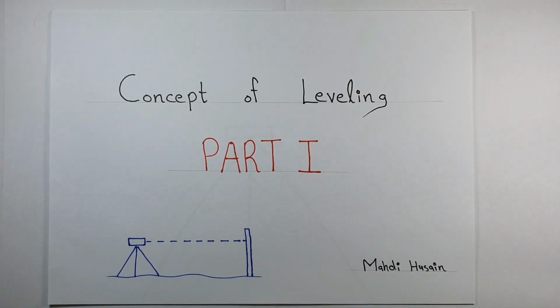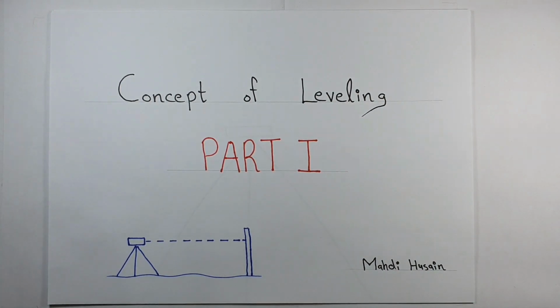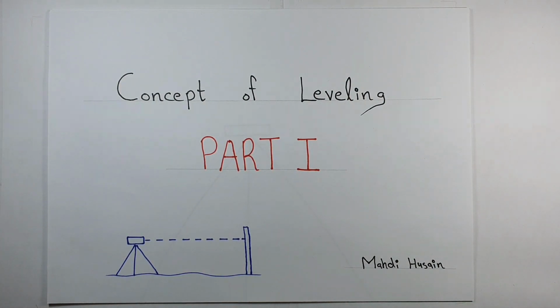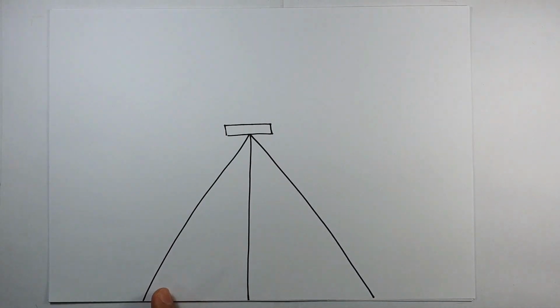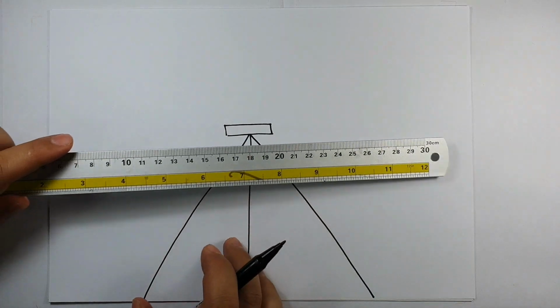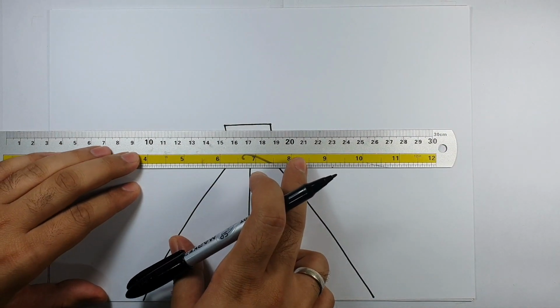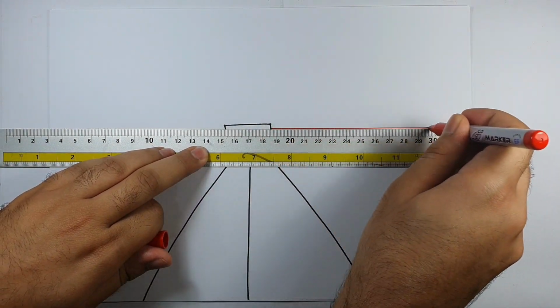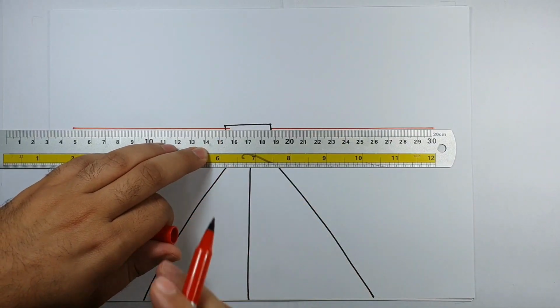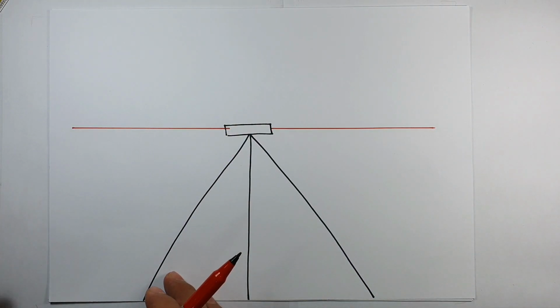Hello, in this video I'm going to explain the simple concept of leveling in surveying. First of all, let's keep in mind that the level or the auto level device is a stupid device or stupid equipment because it does only one thing in our process. This leveling device just gives us a very straight fit horizontal line, and this is what we need to make the leveling process.